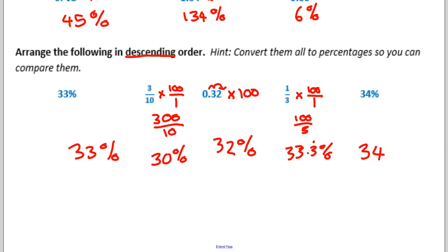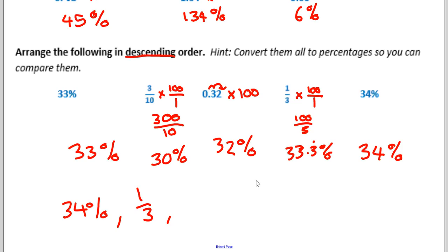So now once you've got them in all the same form, it's easy to compare them. So descending means from biggest to smallest. So which one of these is the biggest? That's right, it's 34%. So when you write your first answer, make sure you write them in their original form. So 34% was already a percent, so let's write 34%. So the next one will be 33.3 recurring percent, which in its original form was 1/3. So let's write that as 1/3.